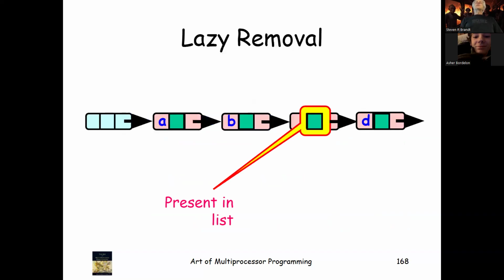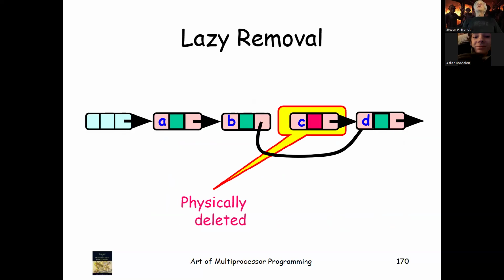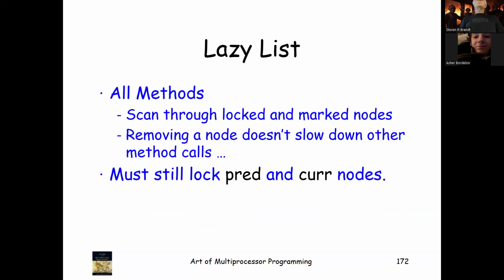So the lazy removal looks like this. If the thing is present in the list, then that bit is green. And if it's deleted, the bit is red. And so I can do a physical delete if I know that. So after I do the logical delete, I can do the physical delete. And so we scan through the locked and the marked nodes. Removing a node doesn't slow down the other method calls.